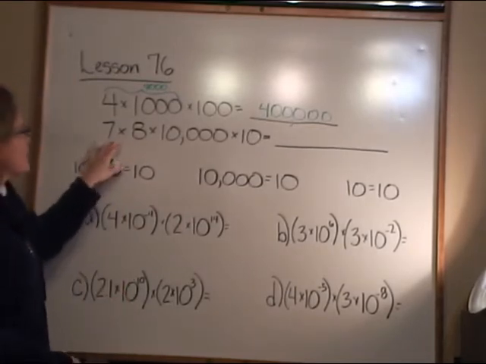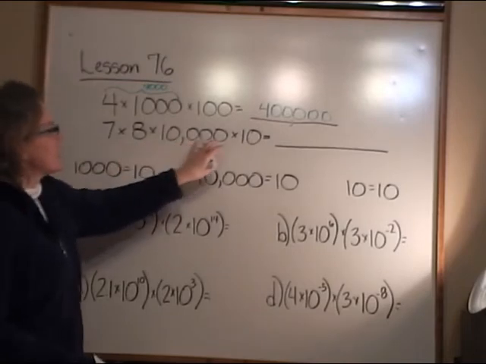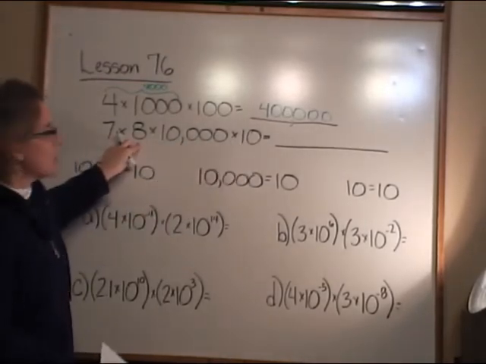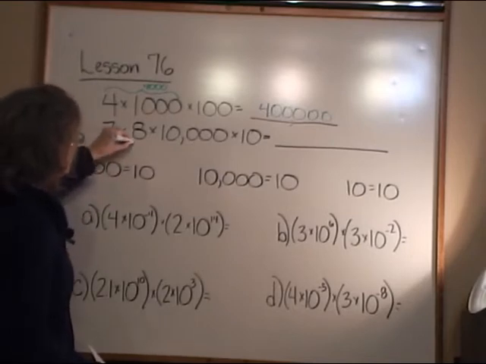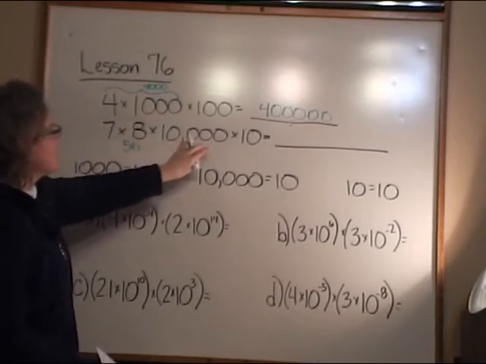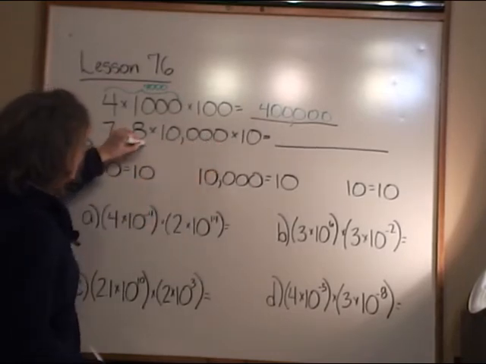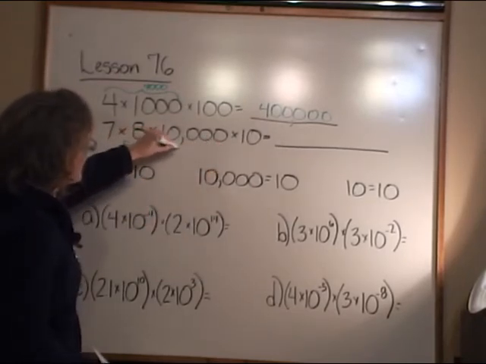Okay, so if we have 7 times 8 times 10,000 times 10, well, we would take the 7 times 8, which we know would be 56. And if we multiply it by 10,000, we just add 1, 2, 3, 4 zeros. So let's go ahead and I'll do that.